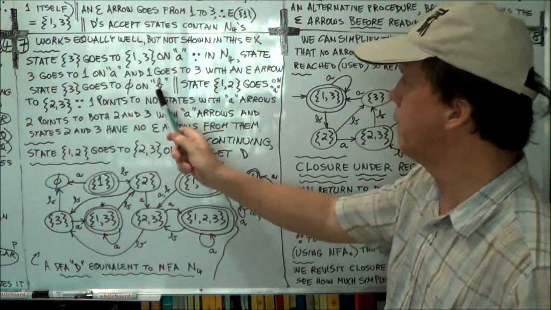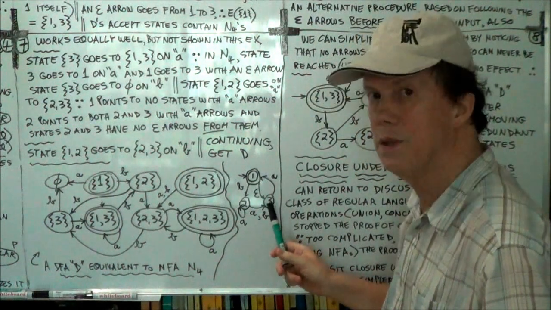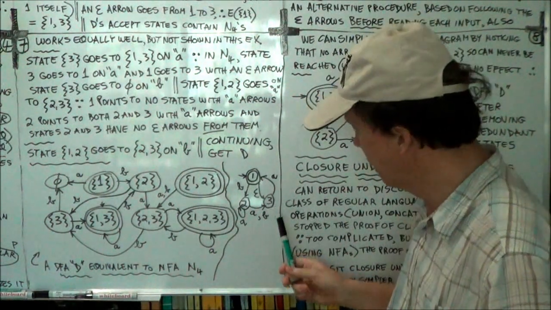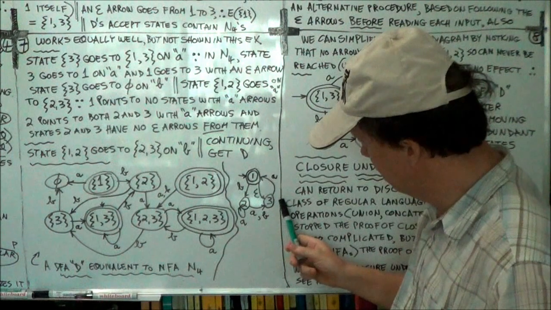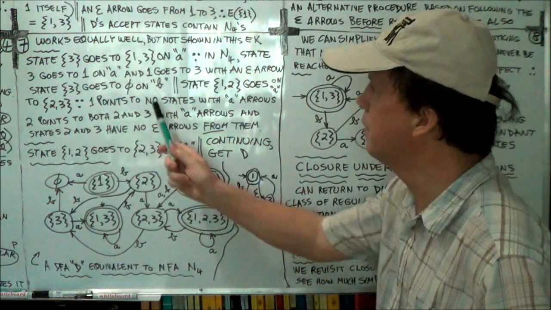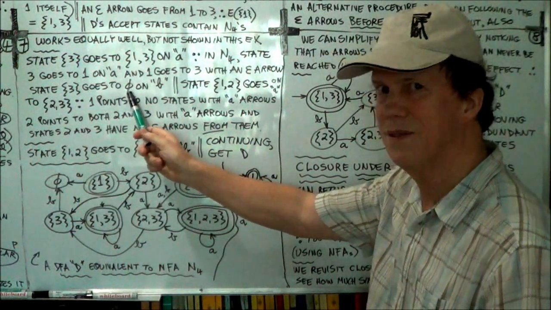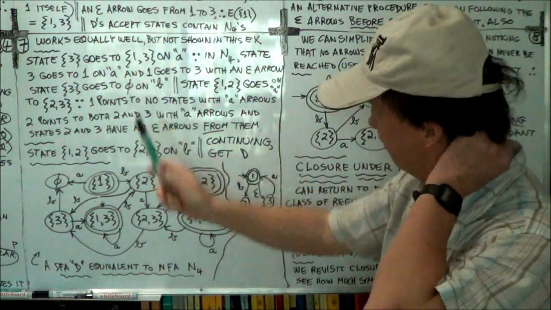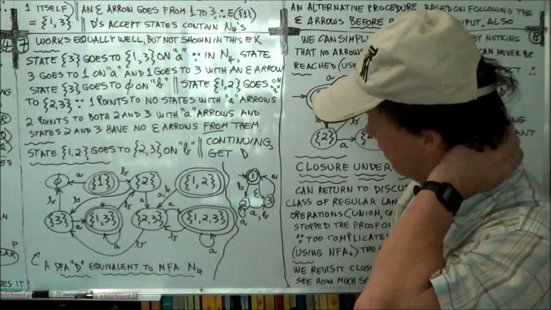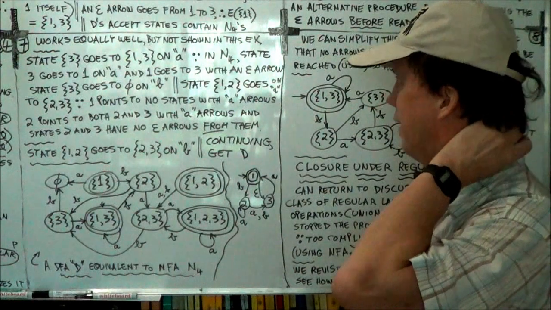Okay. Now what about B? What does 3 do when the input symbol is a B, little b? Well, there's no output arrow here with a B label on it, so it dies. There's no output state. It's the empty state, just 0. So it dies effectively.